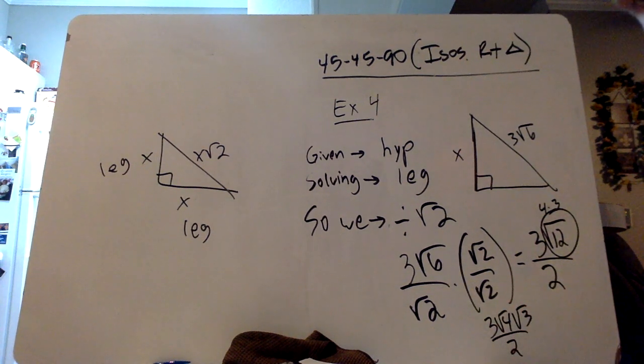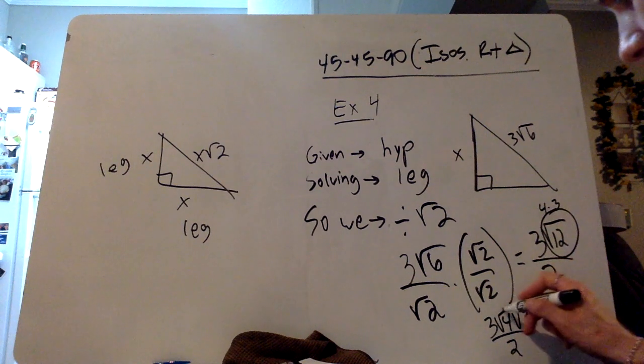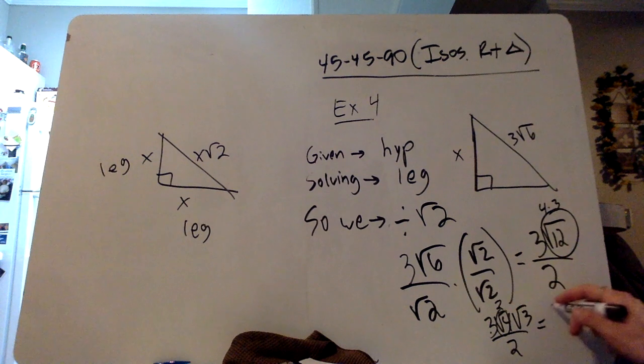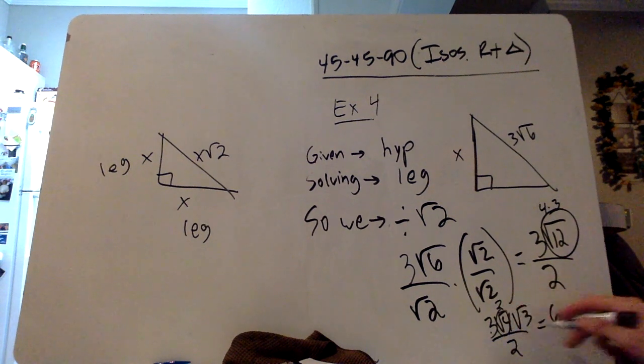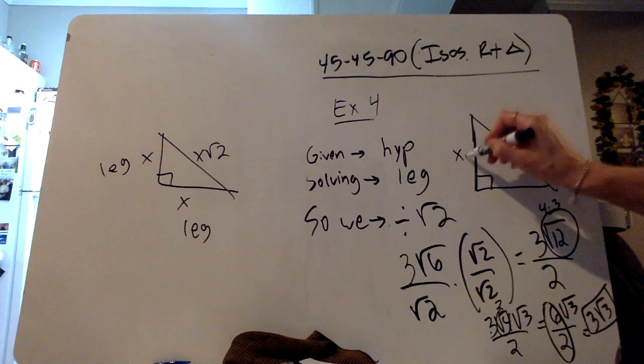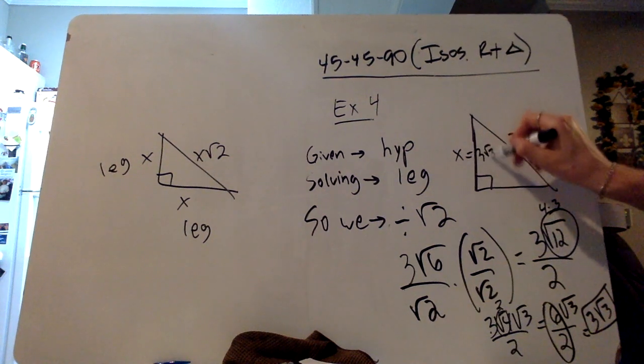Now that looks more confusing than what it really is, but square root of 4 is just 2. So it's 3 times 2, which is 6. I just did that step all at once. So we got 6 square root of 3 over 2. Break that down and reduce it. 6 over 2 reduces to 3, so the final answer for my x right there is 3 square root of 3.